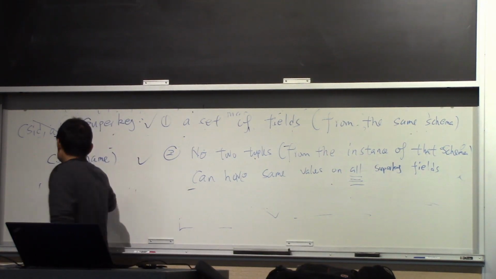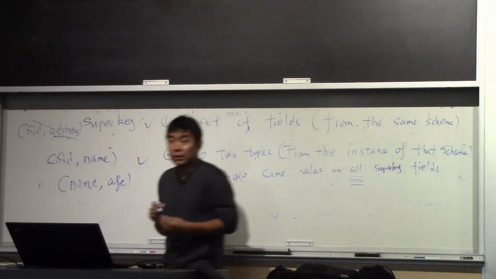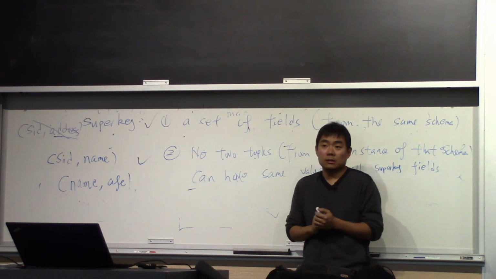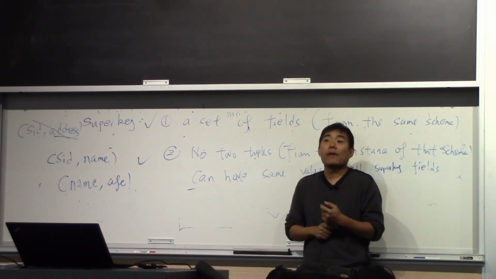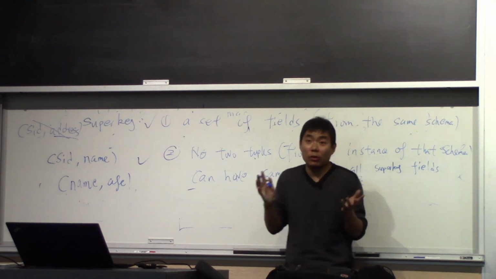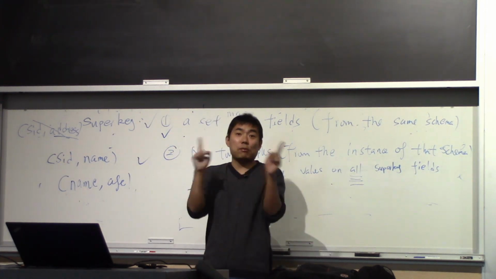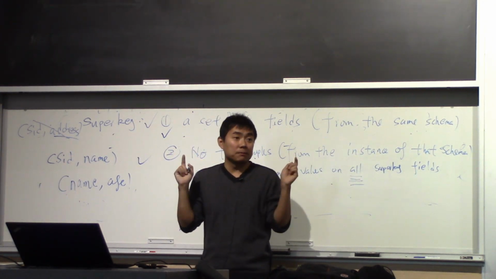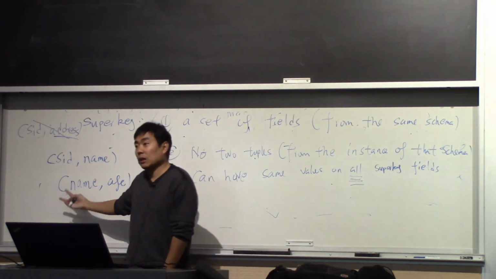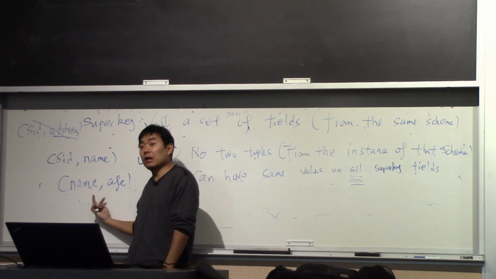What about name and age? Is this a super key for this schema? No. I hear a lot of no, right? The answer is no. First of all, it does satisfy the first condition, which is it is a proper subset of this schema. However, if you look at two student records, it is possible that two student records are going to have the same name and same age.